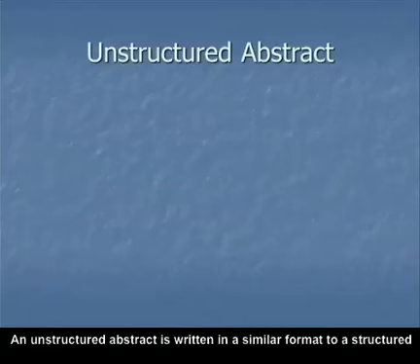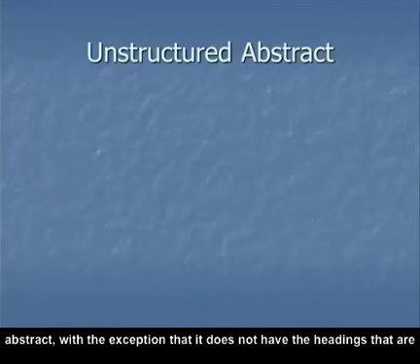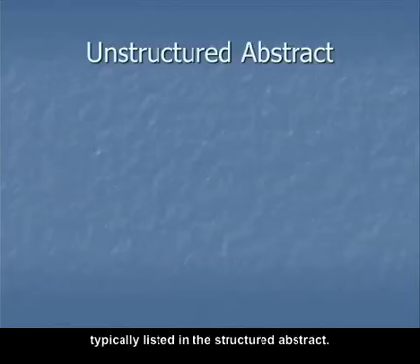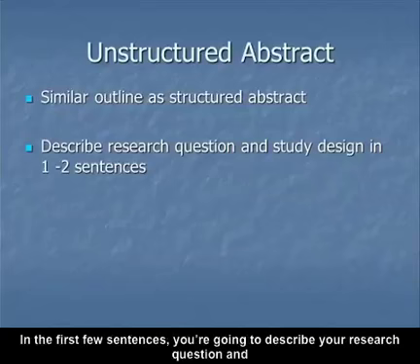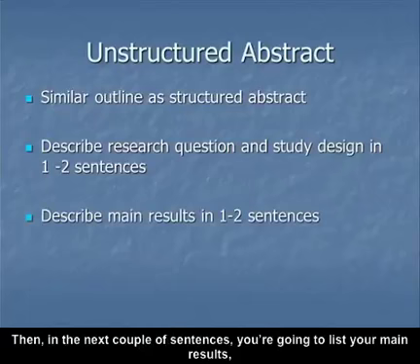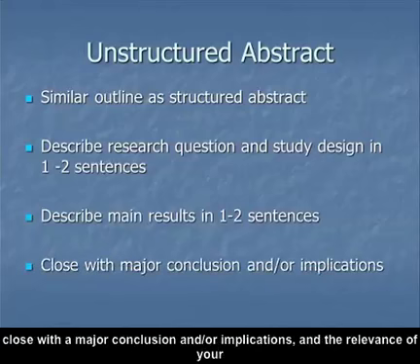An unstructured abstract is written in a similar format to a structured abstract, with the exception that it does not have the headings that are typically listed in a structured abstract. In the first few sentences, you're going to describe your research question and study design aim. Then in the next couple of sentences, you're going to list your main results, and close with a major conclusion and or implications and the relevance of your findings.